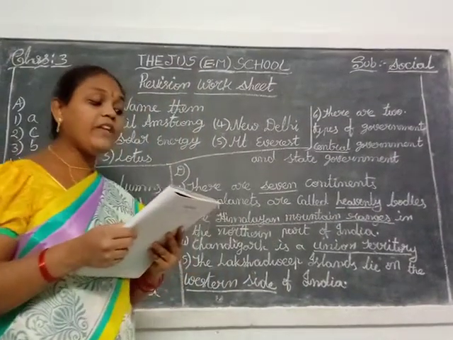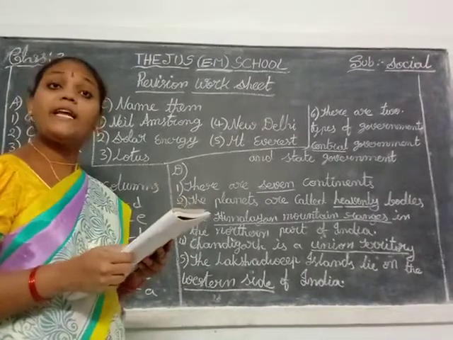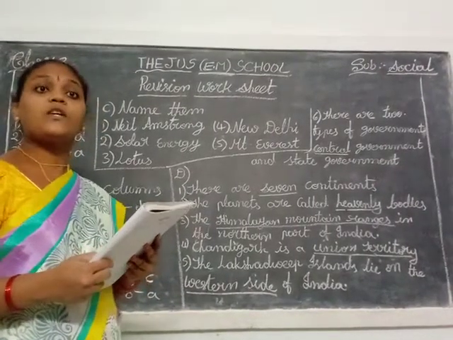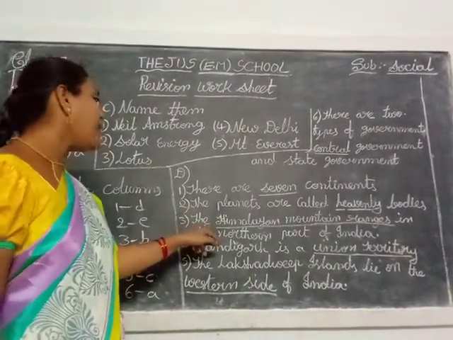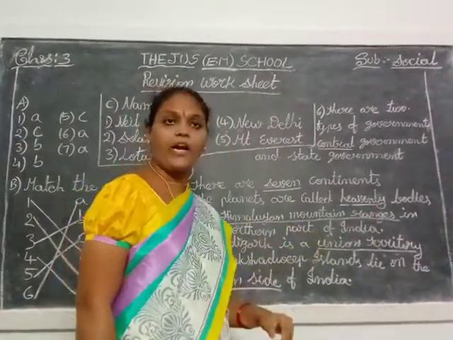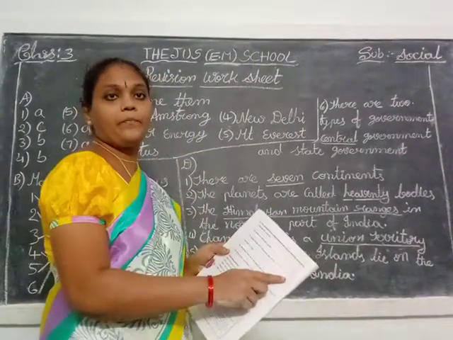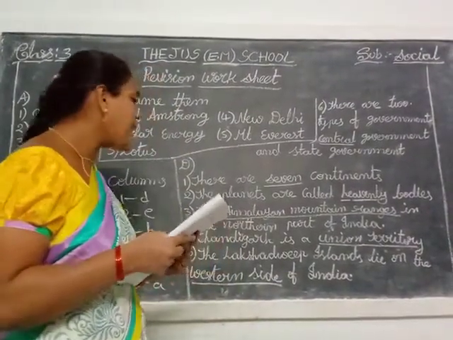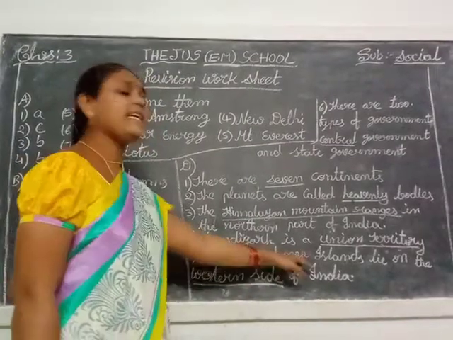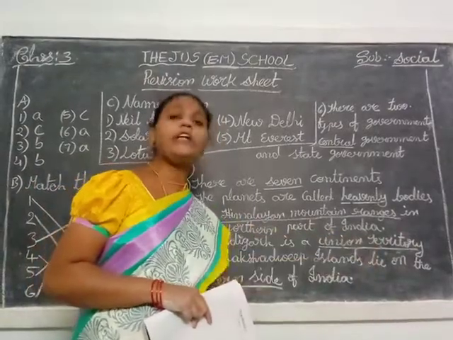Next, the Vindhya ranges are in the northern part of India. So here Vindhya ranges is the underlined word. That is wrong. So you write in that place the Himalayan mountain ranges in the northern part of India. So you write this sentence in that third blank. Next, fourth one. Chandigarh is a state, children? No, Union Territory. See, Union Territory. Write that one.